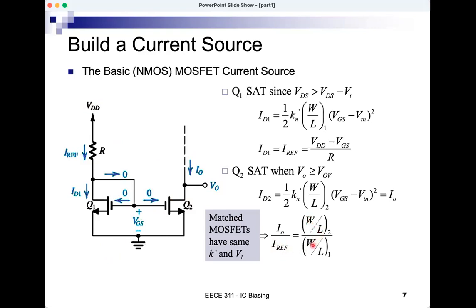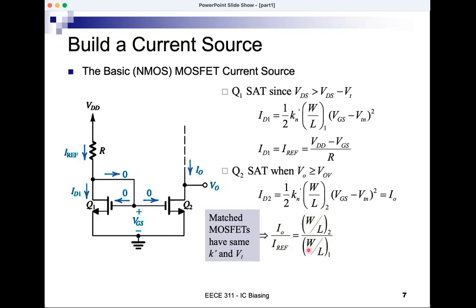W2, L2, W1, L1, these are dimensions. These are fixed dimensions. They will not change when voltages change or current change. These are just dimensions, physical dimensions. They have width and length. So they're fixed. So if this is fixed, and this is fixed, what does this make IO? It makes IO a fixed current. So irrespective of what happens here at this node, IO is a fixed current.